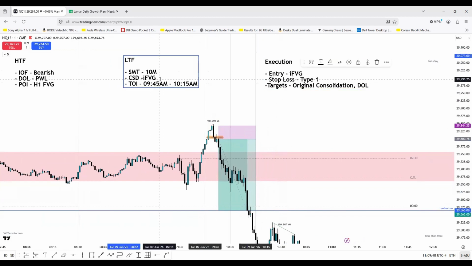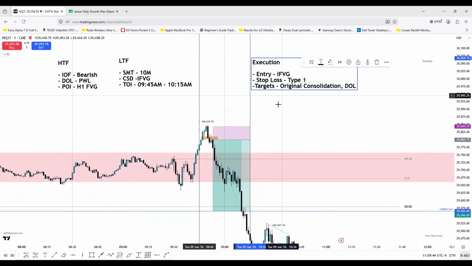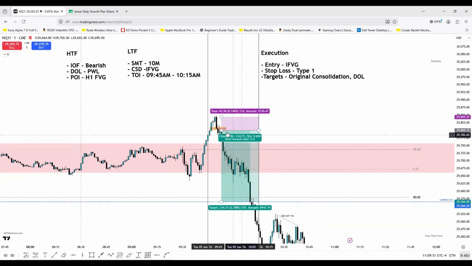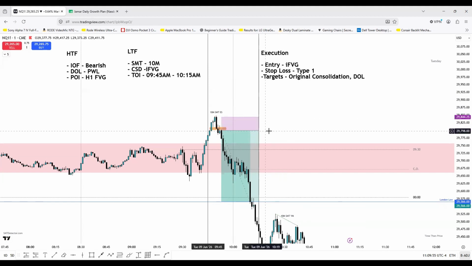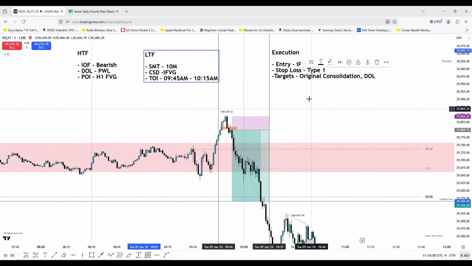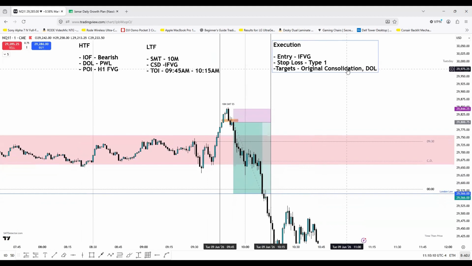And then last step, execution protocol. What's your entry? We had three entry models, meaning the IFEG, a breaker or a mitigation block, and then the last entry model we have would be the breaker plus inversion gap, which is the strongest one. The IFEG is good enough. Stop loss at the S&T high, and then target one, original consolidation, target two, your draw on liquidity.